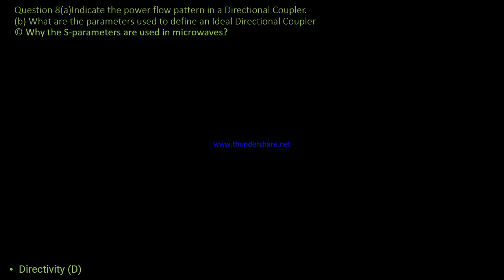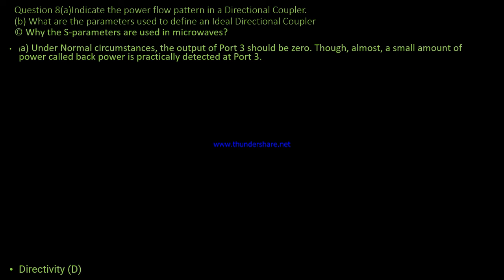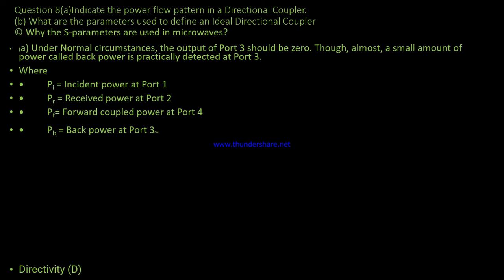Question 8. The A aspect says, indicate the power flow patterns in a directional coupler, and B part, what are the parameters used to define an ideal directional coupler? Question 8C. Why are the S parameters used in microwaves?